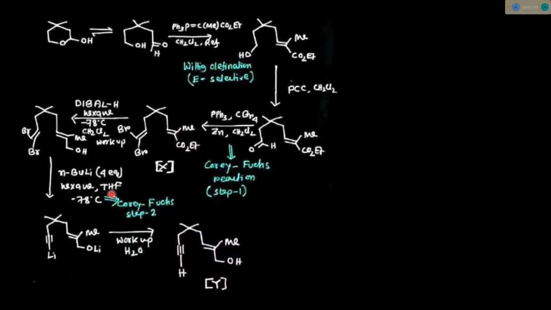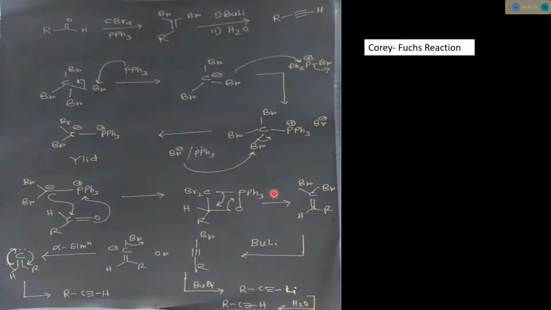Before the second step of Corey-Fuchs, they use a different reagent in this reaction to get a different kind of product. First we will see the mechanism of the Corey-Fuchs reaction. It is the transformation of an aldehyde to an alkyne. First, CBr4 and PPh3 give the dibromo alkene. After that, if we treat the dibromo alkene with butyl lithium and workup, then we will get the terminal alkyne. So this is the mechanism.